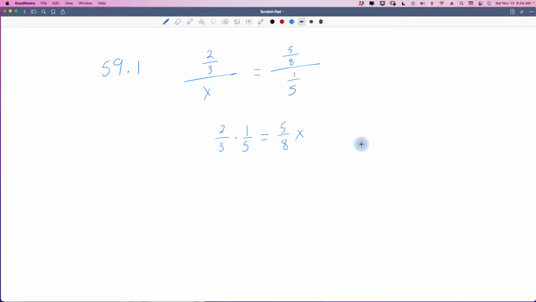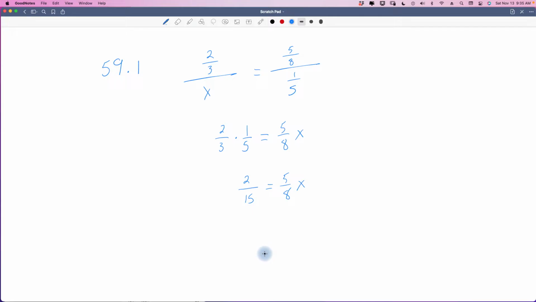All right, that's all we're doing. Don't let this intimidate you. It is nothing more than this right here. Multiply this times this and this times this. Now, there's an extra step because once you write it down like this, you have to actually multiply them. So that's going to be 2 times 1 is 2, and 3 times 5 is 15, equals 5 over 8 times x.